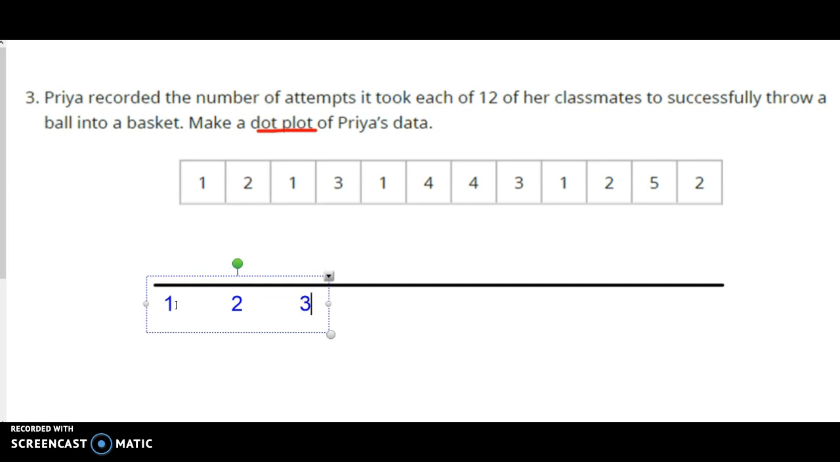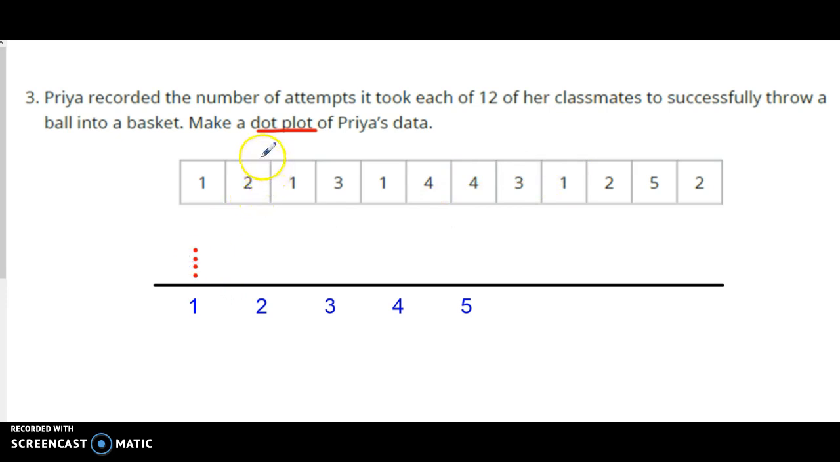Okay, so you should have also added 3, 4, and 5. We don't need to go above 5 because 5 is the highest number on my graph. Now I need to draw my dots. So I know that 1, 2, 3, 4 students took 1 shot. So I'm going to do 4 dots.